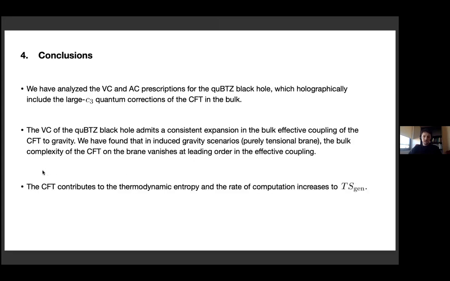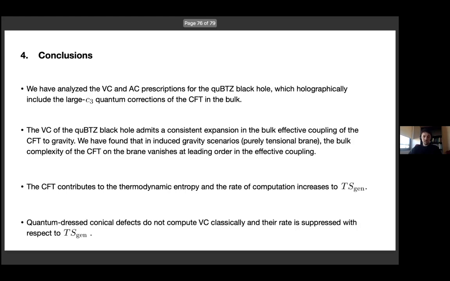We have also found that the contribution from the bulk CFT to the late time growth agrees quantitatively with T times S-gen. So the CFT adds computational power to the black hole, as we were expecting. And also we were able to study the volume complexity of these quantum dressed conical defects, which do not compute classically. And we show that their rate of complexity growth is suppressed with respect to T times S-gen.